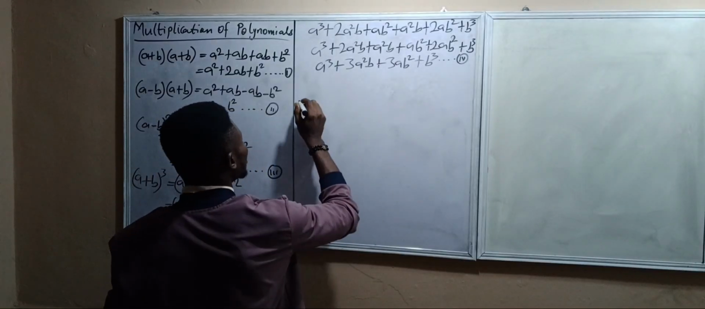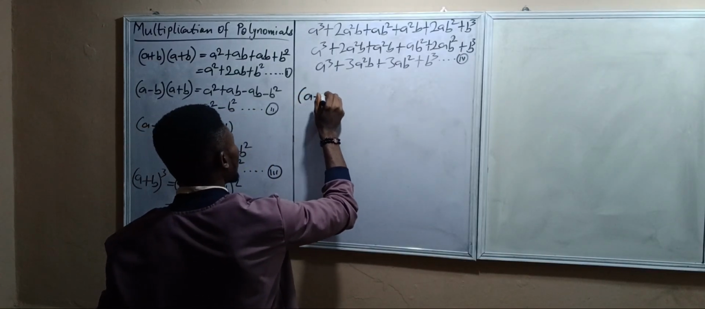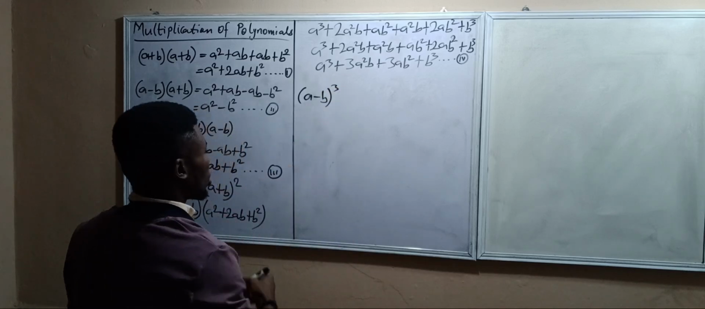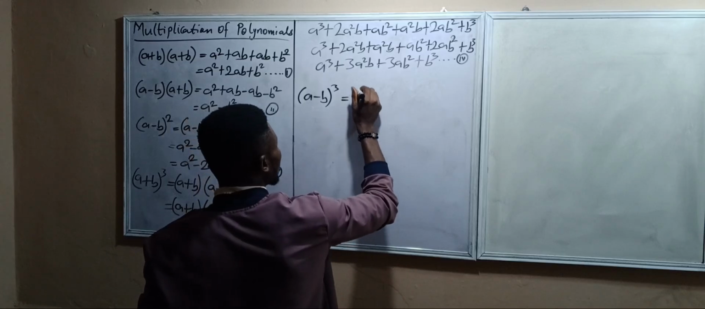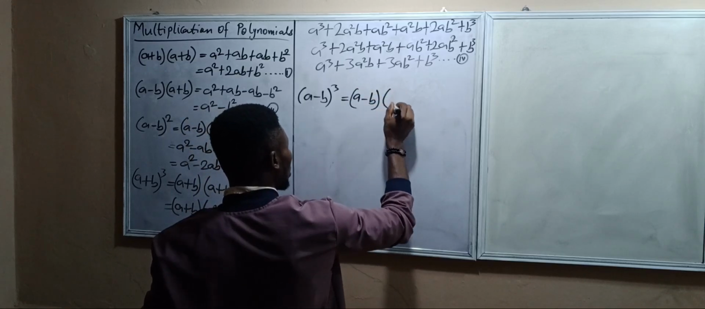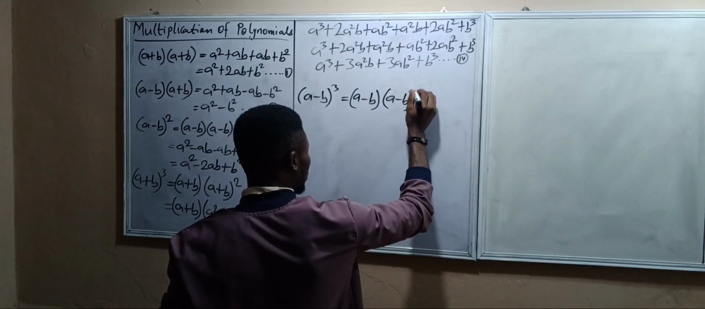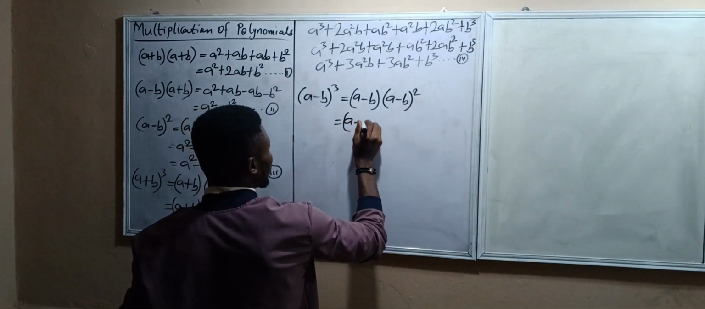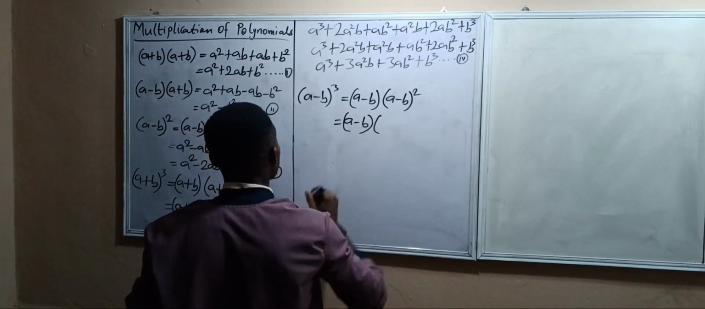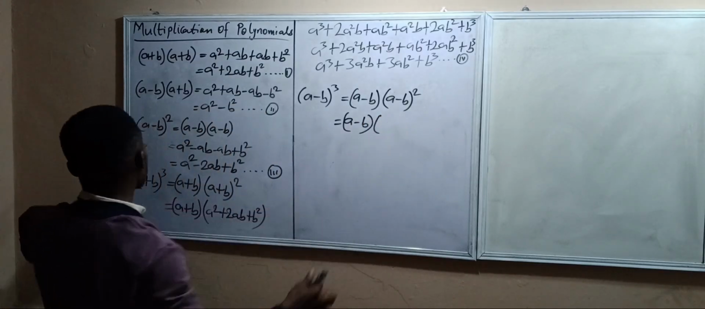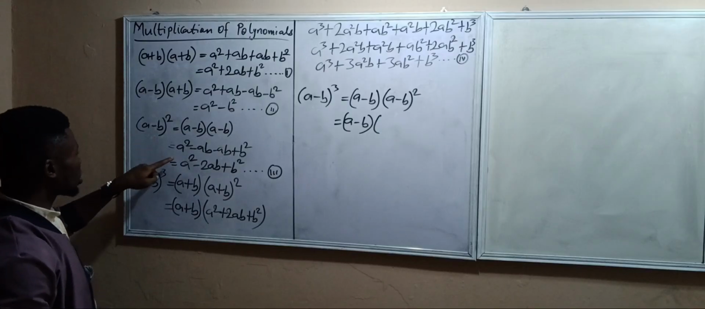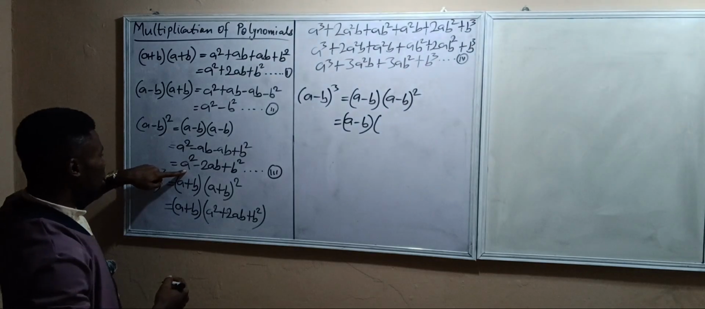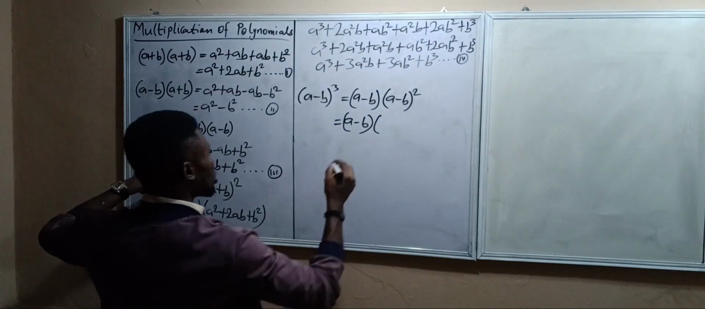Now, what if it is this one? (a − b)³. Of course, this is the same thing as (a − b) into (a − b)², and this is (a − b) into, what did we get as (a − b)²? This one we did, and we got it as a² − 2ab + b².